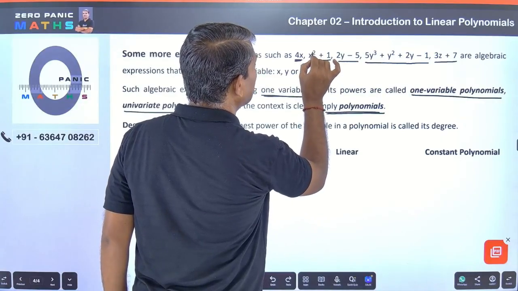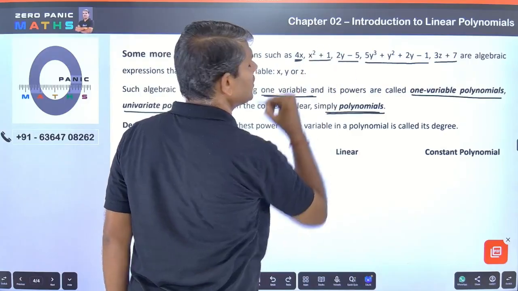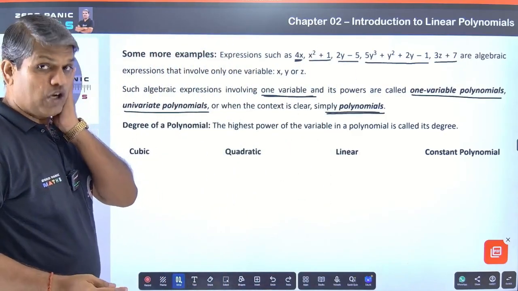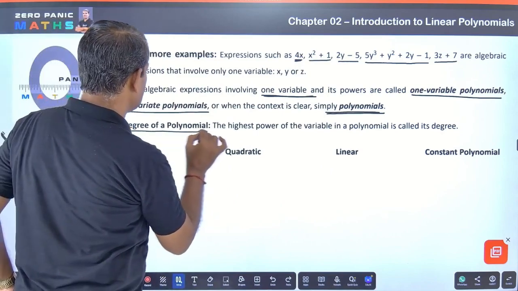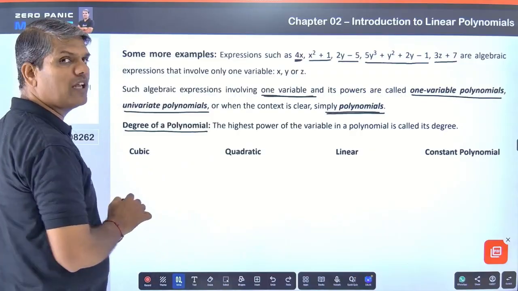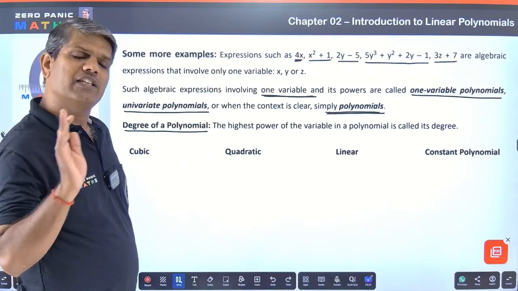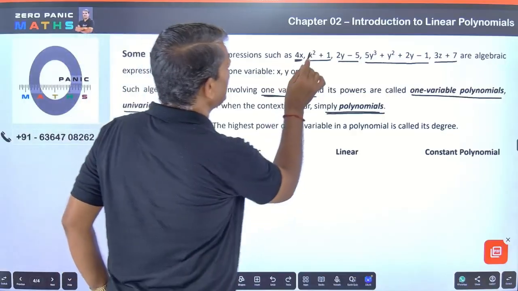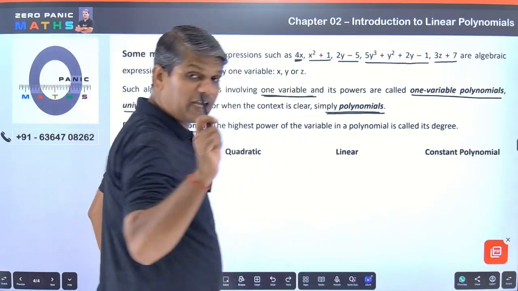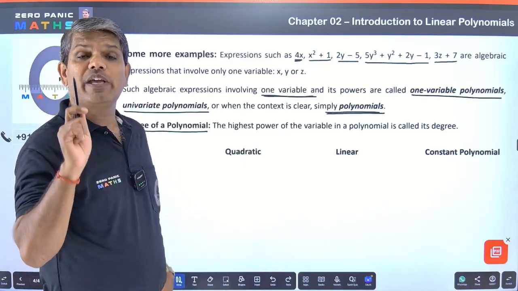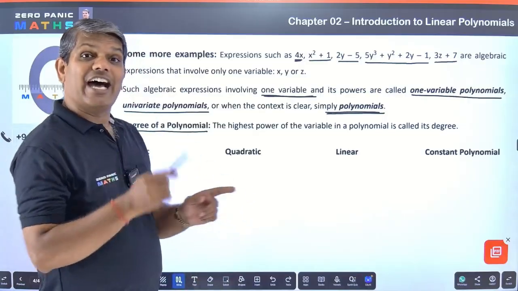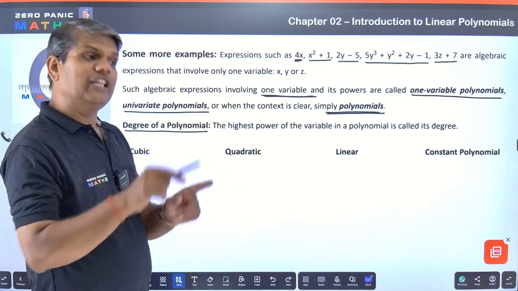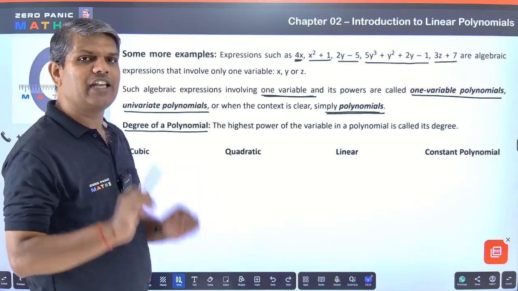Now in addition to that, you have one more piece of information that can be defined based on the power of that variable in that expression or polynomial. You can define one more thing, that is the degree of a polynomial. What is the degree of a polynomial? It's very simple: the highest power of that one variable. First of all, it should be a one variable polynomial, and the highest power of that variable in that polynomial is called the degree of that polynomial.